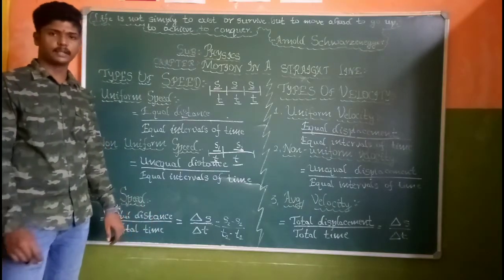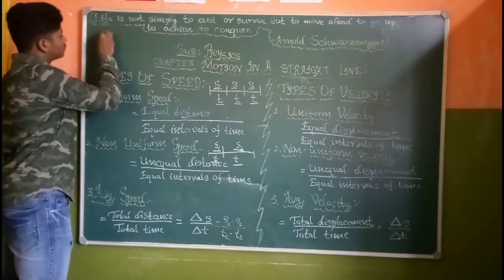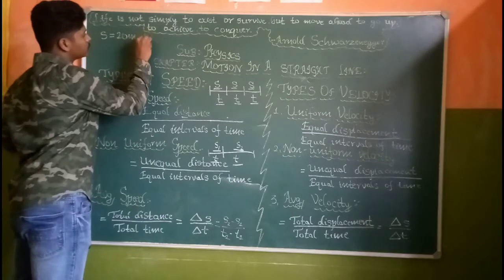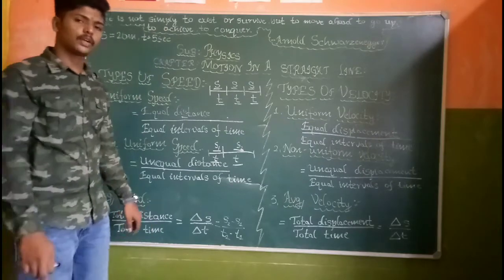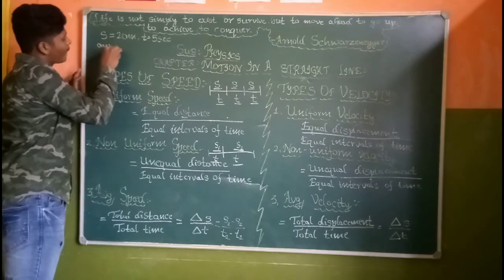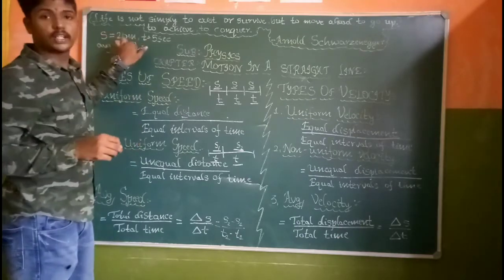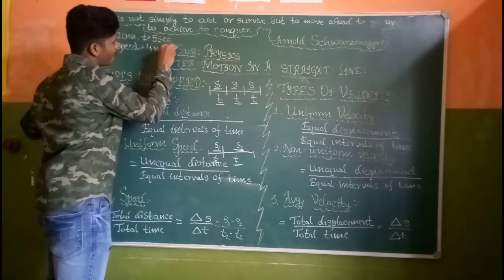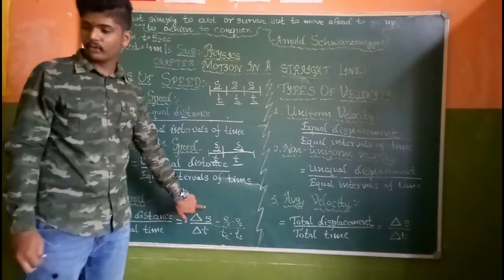So let us discuss an example here. Consider an object has covered 20 meters in 5 seconds. Now they will ask you to calculate the average speed. You will calculate it as average speed is equal to distance, which is 20 meters. 20 by 5 is 4. So 4 meters per second. This is average speed.